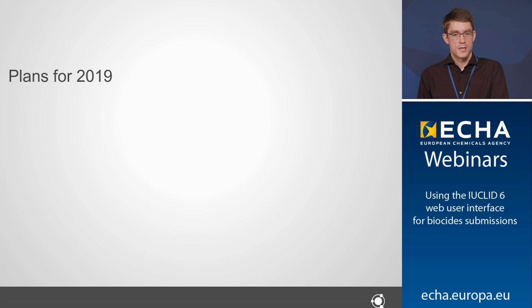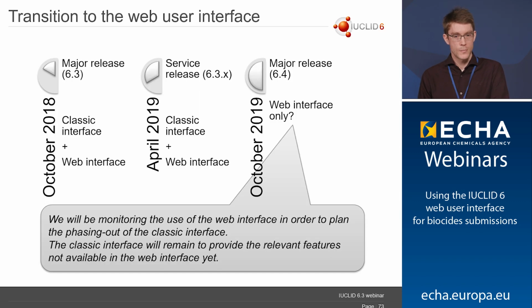So moving on to the plans for 2019. In October last year, for the first time, we made available both the classic and the web user interface for users in a downloadable package of Euclid. We have continued this in April this year, where we've given you both the classic and the web interface.